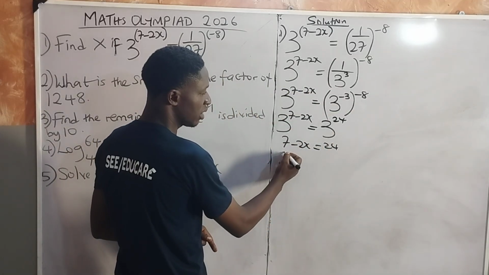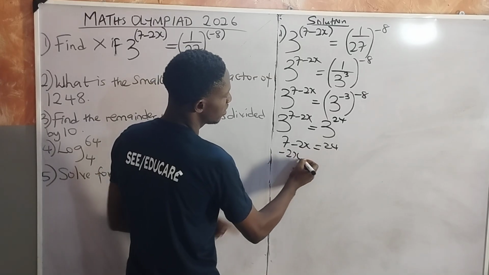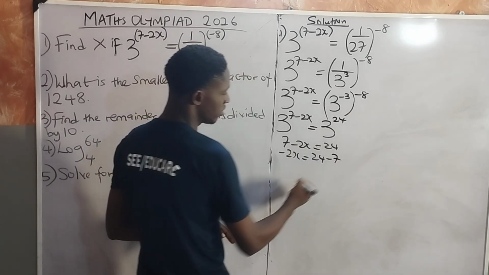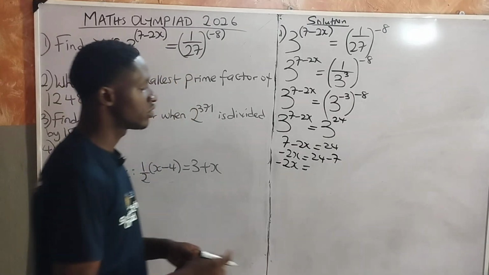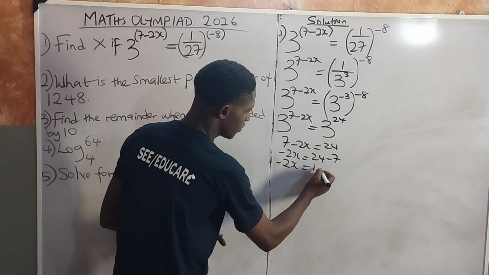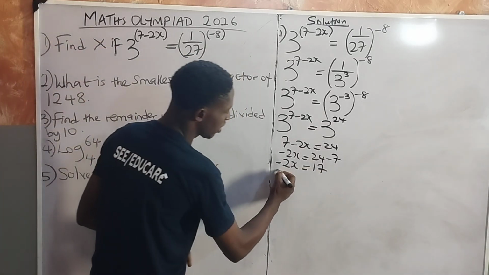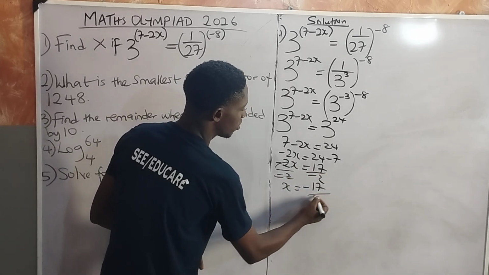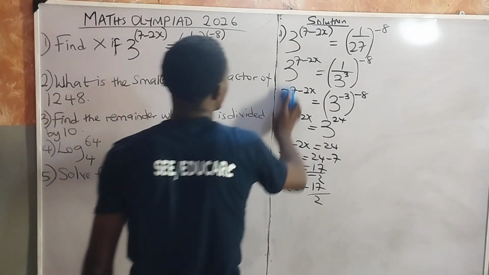So collecting like terms, we have minus 2x is equal to 24. When plus 7 comes here, it is minus 7. We have minus 2x is equal to 24 minus 7, which should give us 17. The next step is to divide both sides by minus 2. So our x is minus 17 over 2, and that is the answer. So let's go to number 2 right away.